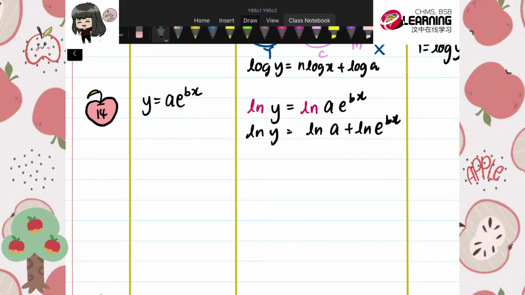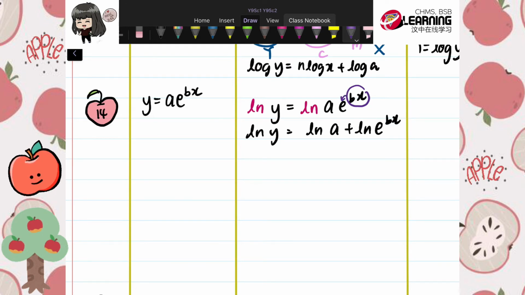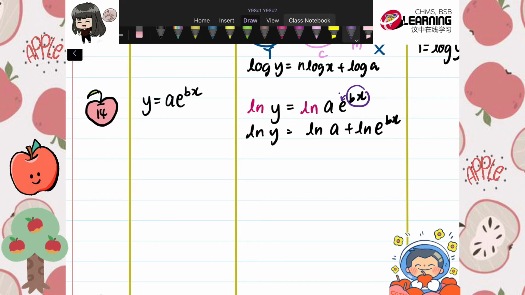Okay, so as I said just now, this bx only belongs to this e. It doesn't belong to the a. So you cannot move it down. You cannot move the whole bx down like this. No, you don't do that because you have an a there. So you need to separate them first. Okay, after this, you can bring down the bx.